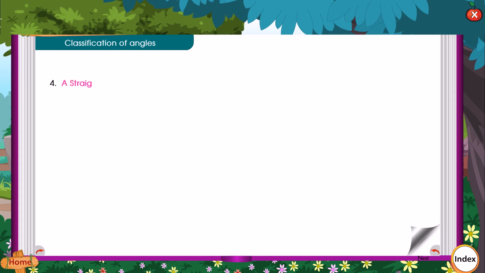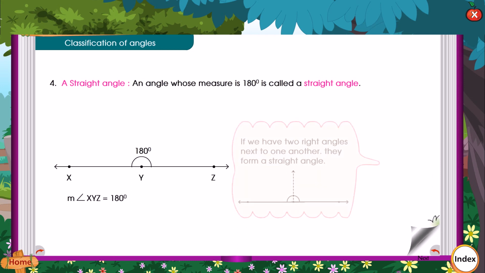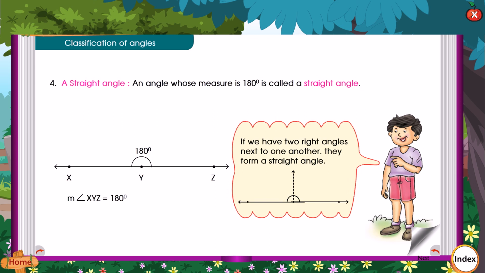4. A straight angle. An angle whose measure is 180 degrees is called a straight angle. Angle XYZ is equal to 180 degrees. If we have two right angles next to one another, they form a straight angle.